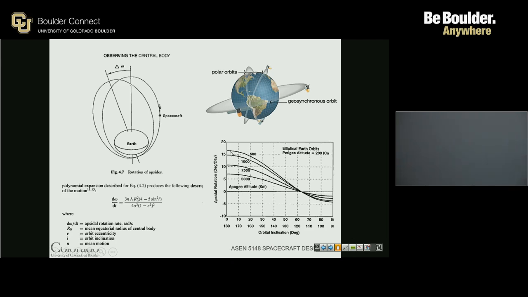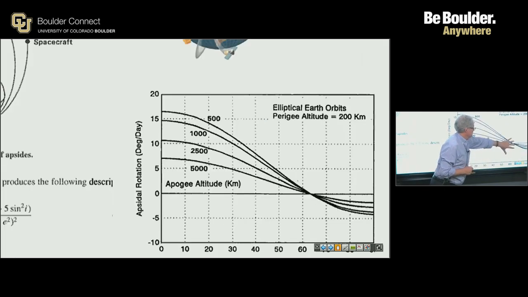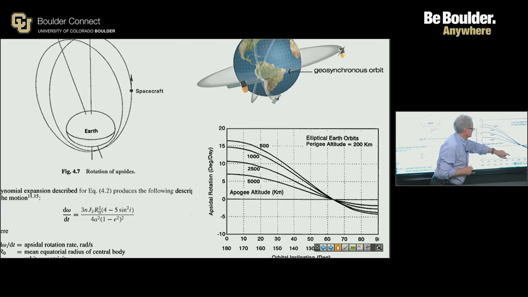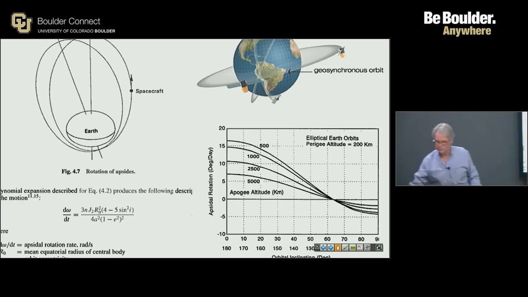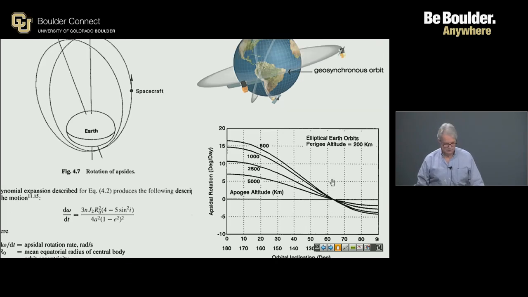A couple of things you should know is that apsidal rotation is maximized at various points depending on altitude and depending on orbital inclination. And you'll see that essentially apsidal rotation is limited. That's cool how that happened. It basically comes to zero at a particular angle. Okay, so if we place our inclination at a particular point, we can neutralize apsidal rotation.